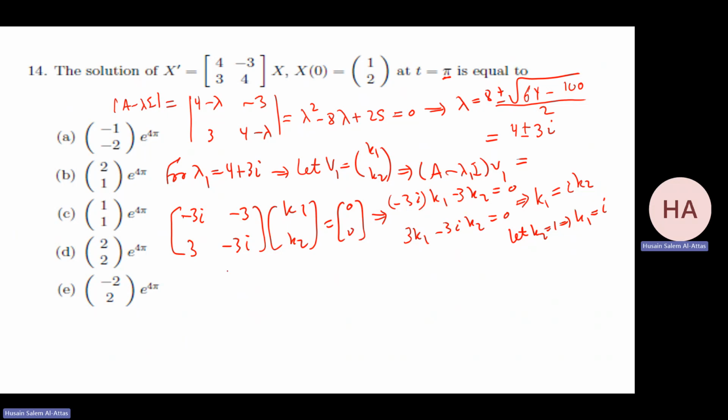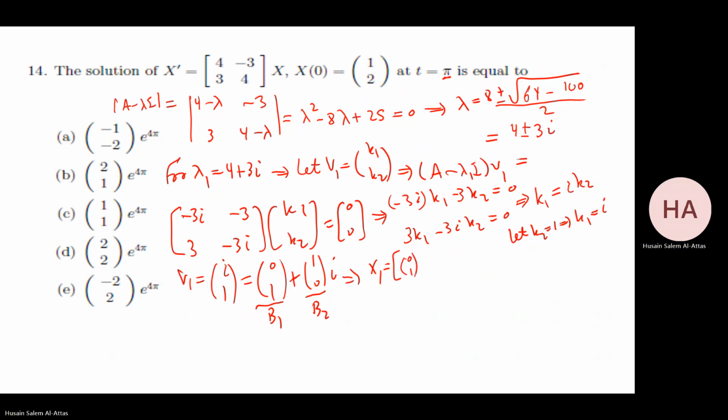So I have V1 will be i and 1, which I can write as [0, 1] plus [1, 0] i. This is B1 and this is B2. Yeah, let me try to write the solution. X1 will be B1 cosine, what is alpha? Oh, what is beta? Cosine 3t. Okay.